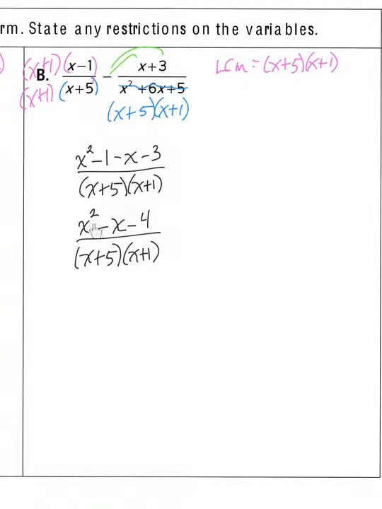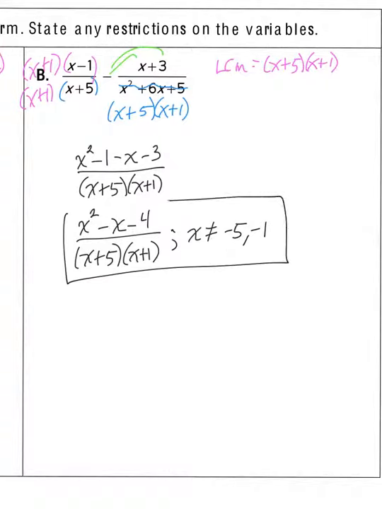Then you want to see, can you factor this numerator? Are there factors of 4 that subtract to give you 1? No, there are not, but there are restrictions. So look at your LCM. X cannot equal negative 5 or negative 1. And so there is your fully reduced answer.